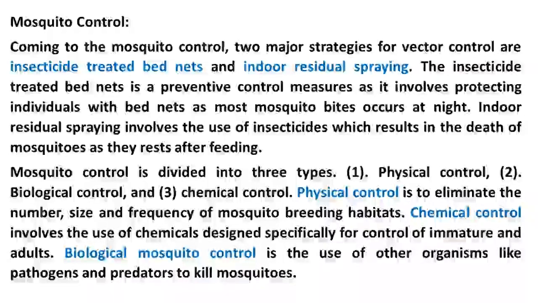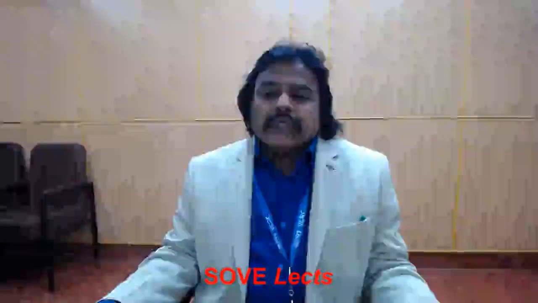Mosquito control is divided into three types: physical control, biological control, and chemical control. Physical control is to reduce the number, size, and frequency of the mosquito population. Chemical control involves the use of chemicals designed specifically for control of the immatures and the adults. Biological mosquito control is the use of mosquito predators.